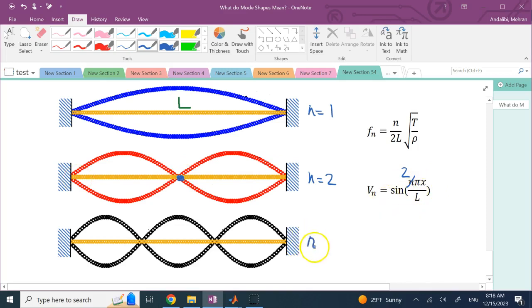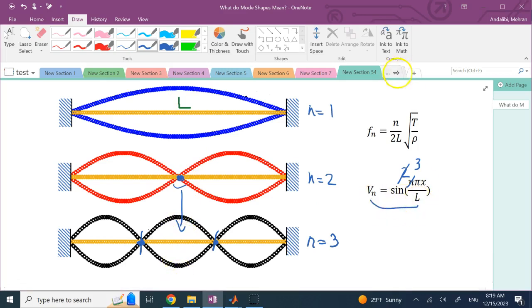And then when n is 3 down here, you get sine of 3 pi x over L. So now the function is 0 at x of 0, x of L, and then 1/3 of L and 2/3 of L. So you get 2 nodes in the middle. And you can see as I go down in the mode shapes, I'll always get what? 1 node extra as I go down. So I have no node in the middle, 1, 2, 3, and it keeps adding 1 node.